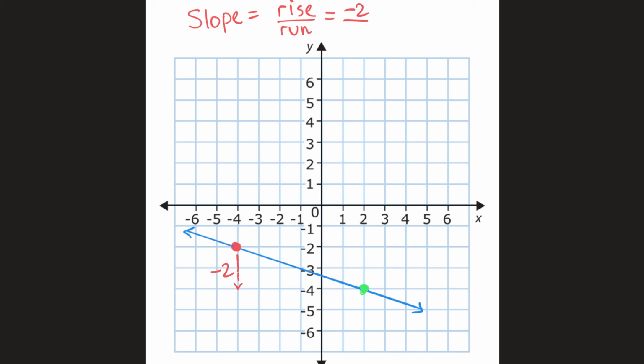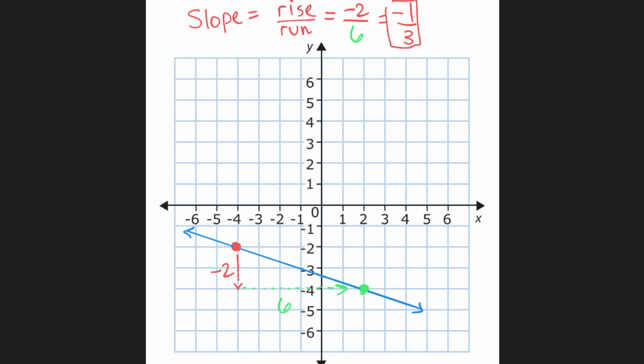And what is my run? Well, we're always going to go to the right. And the run is what? 1, 2, 3, 4, 5, 6. So the run is 6. So it's negative 2 over 6. Now that could be my slope, but I should simplify that to negative 1 over 3. So that would be an official slope.